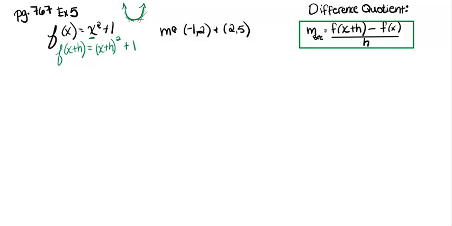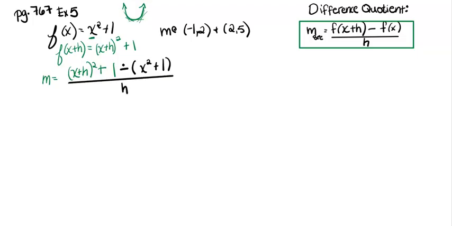And now I'm going to use this difference quotient to find my slope of the graph x squared plus 1. Okay, so I'm going to say my slope is f of x plus h, and f of x plus h is x plus h squared plus 1. I'm going to substitute that in for this f of x plus h. And now I'm going to subtract f of x, which is x squared plus 1. I put that in parentheses so I don't forget to distribute my negative sign. All of it over h.